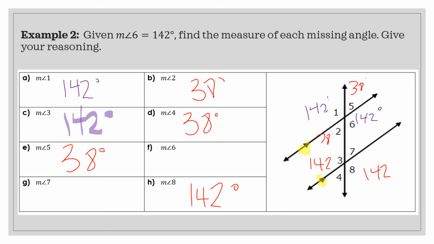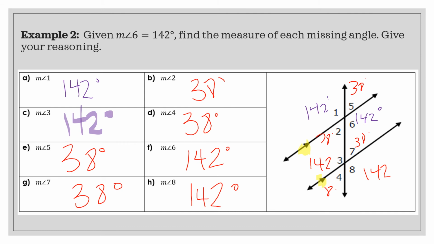And likewise, 7 should also be 38 degrees. Forgot to fill in 6. So there are a lot of different ways you could come up with these angles. If you look at 2 and 3, the sum of 2 and 3 should be 180, and likewise 6 and 7 should be 180, because they are same side or consecutive interior angles, which are supplementary.